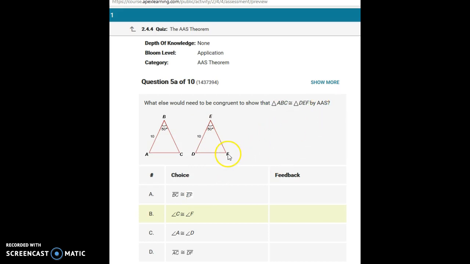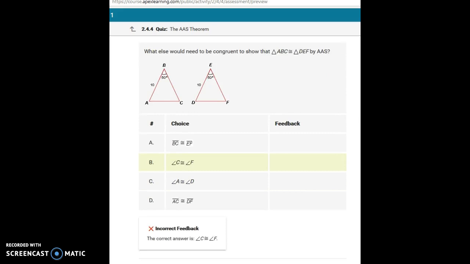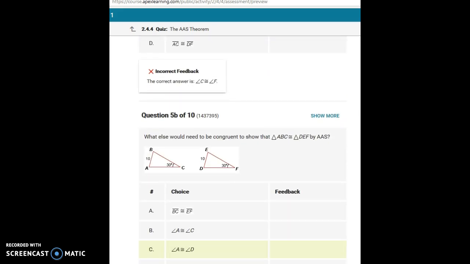So it has to be this way. One angle, then the second angle, and then a side. Because you have to go angle, angle, side. So that's C and F. C over here, F over here. So we need the angle for this and the angle for this to be able to say angle, angle, side. It has to be in the order up here. Angle, angle, side. Okay? Do another one.